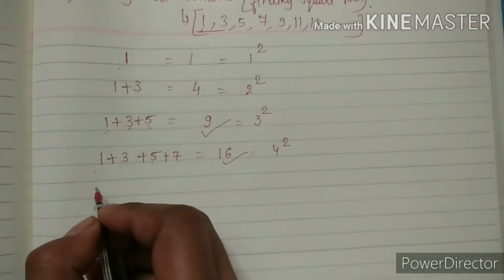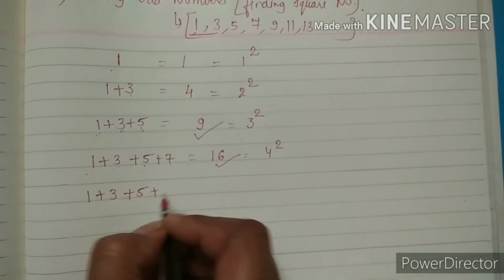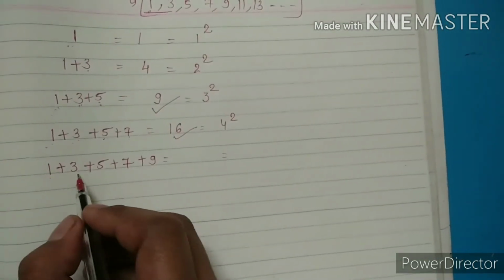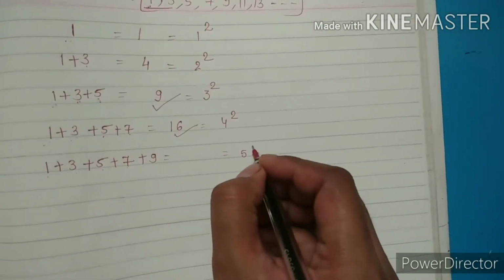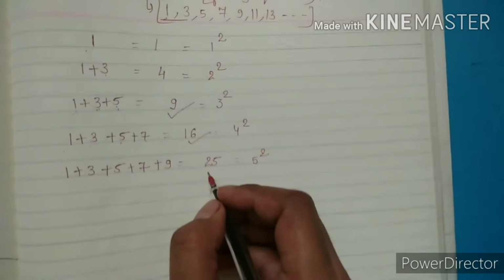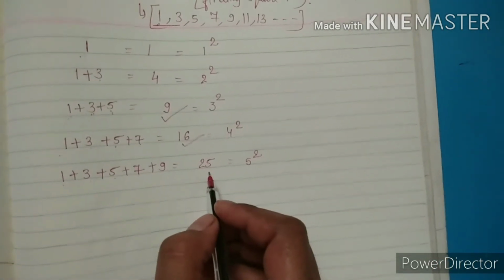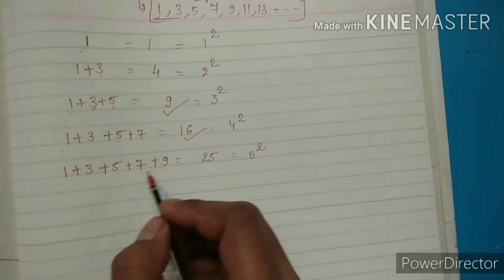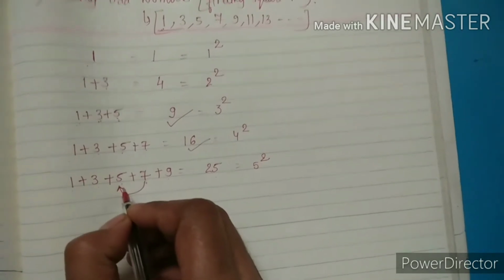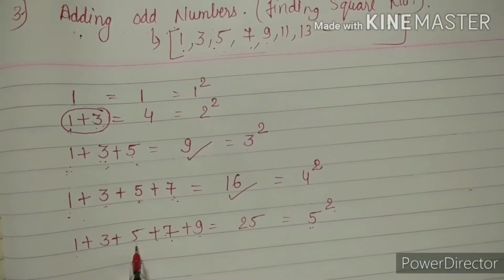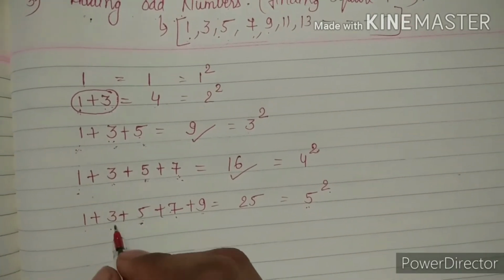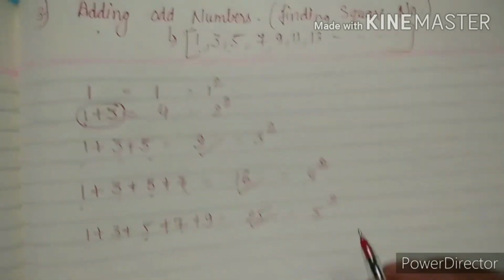Now 1 plus 3 plus 5 plus 7, and the next number that comes is 9. How many are they? 1, 2, 3, 4, 5. They are 5, and 5 square is 25. Let's see, is their sum 25 or not? 9 plus 7 is 16, 16 plus 5 is 21, 21 plus 3 is 24, 24 plus 1 is 25. It means we did it correctly.